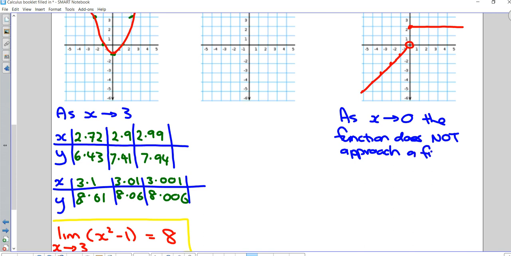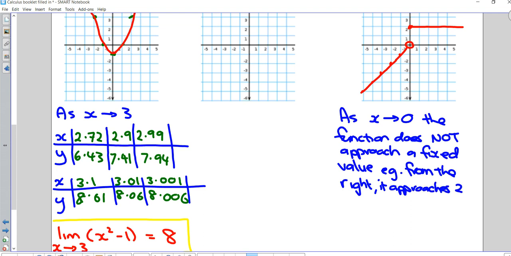Why doesn't it approach a fixed value? Good point. For example, from the right, it approaches 2. It does approach it. And from the left, it approaches y is 0. So from the right and left, two different values. It approaches 2.